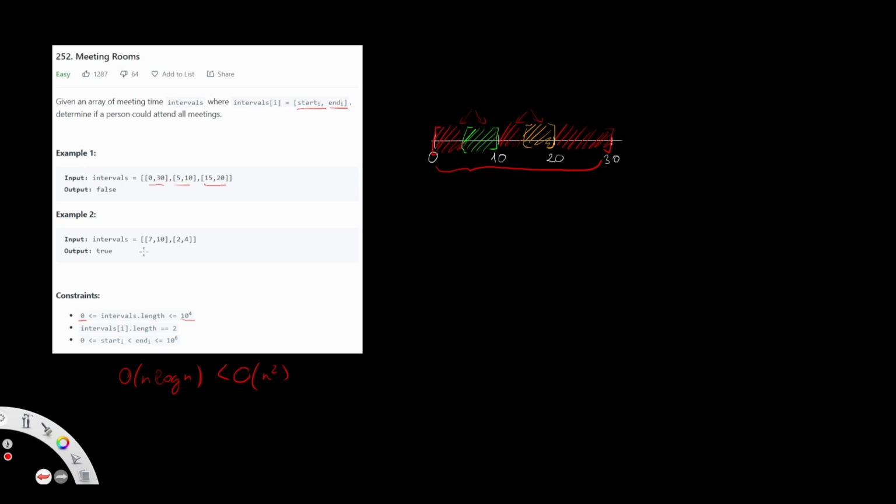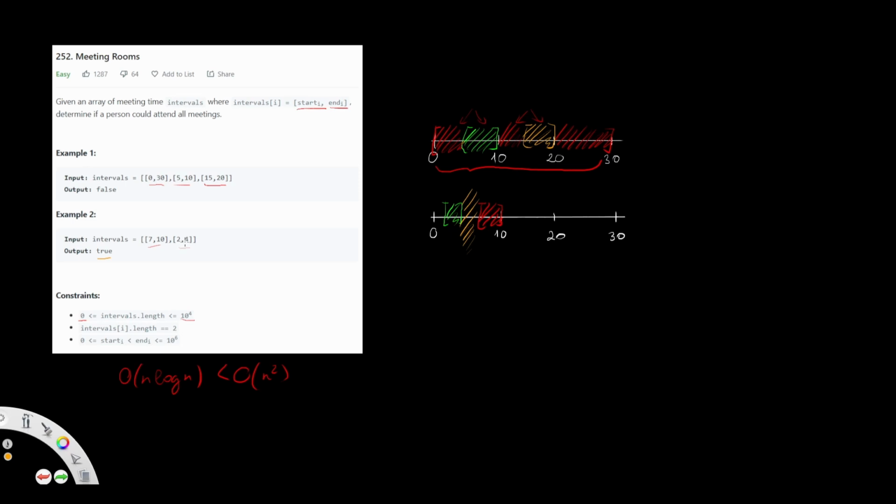The next example only has 2 intervals: from 7 to 10 and 2 to 4. Let's try to sketch these up as well. We can see that there is no overlap between these 2 intervals. Therefore, it is going to be possible. So the result is true.